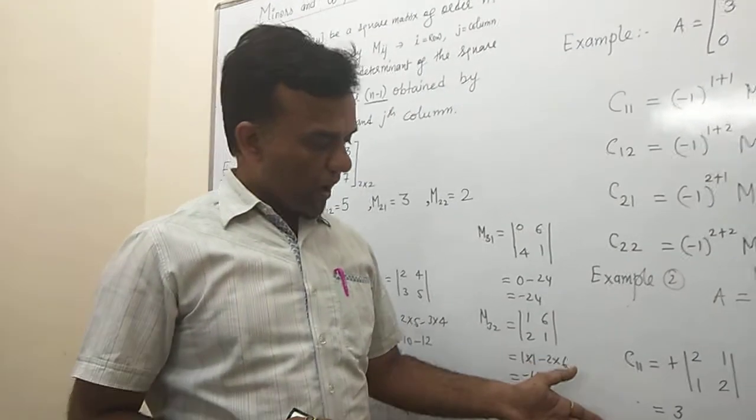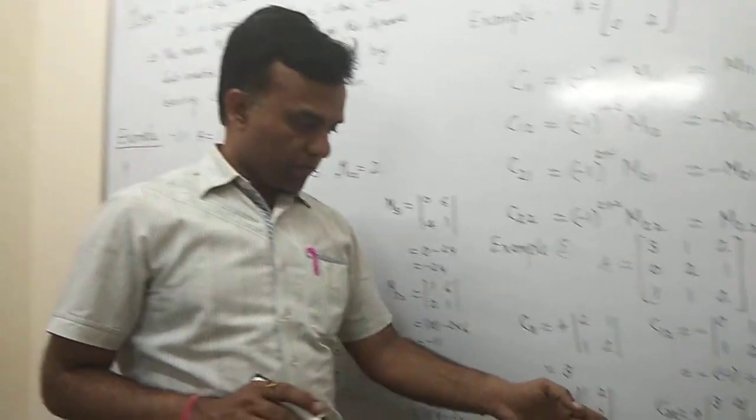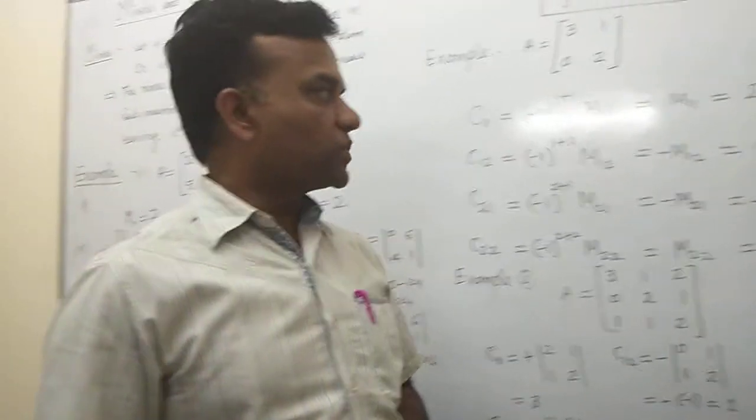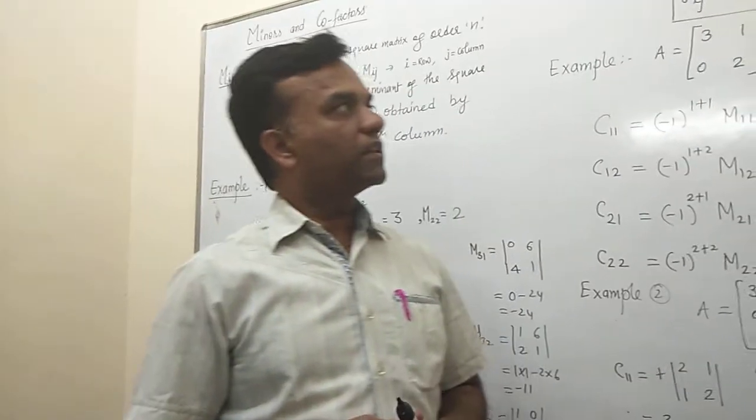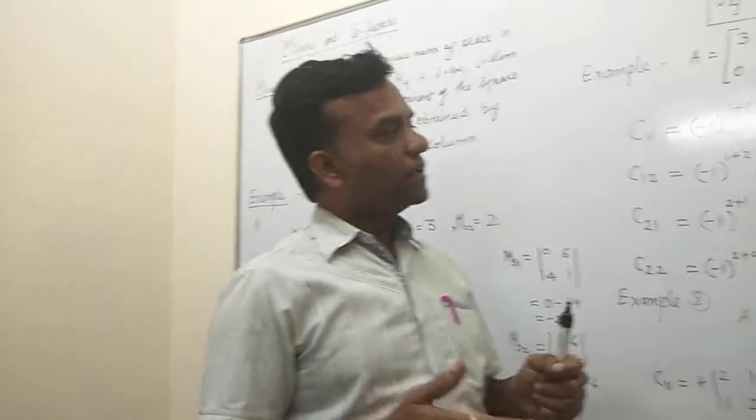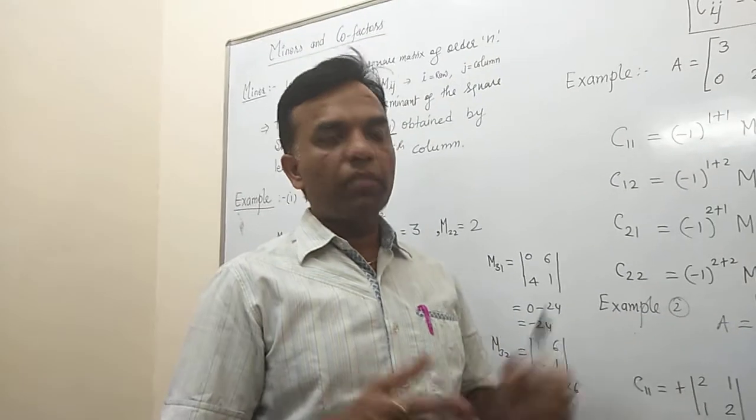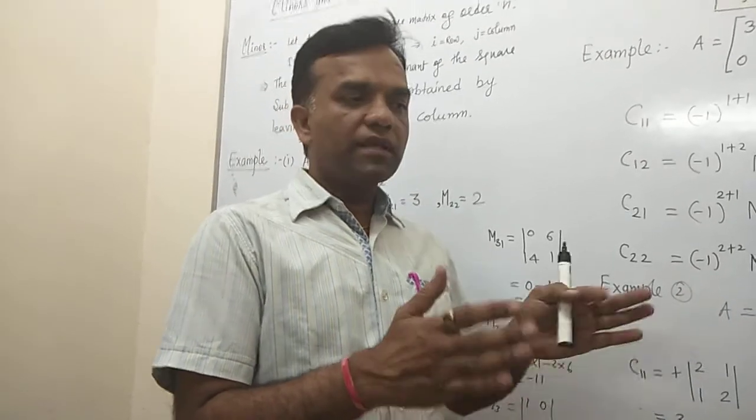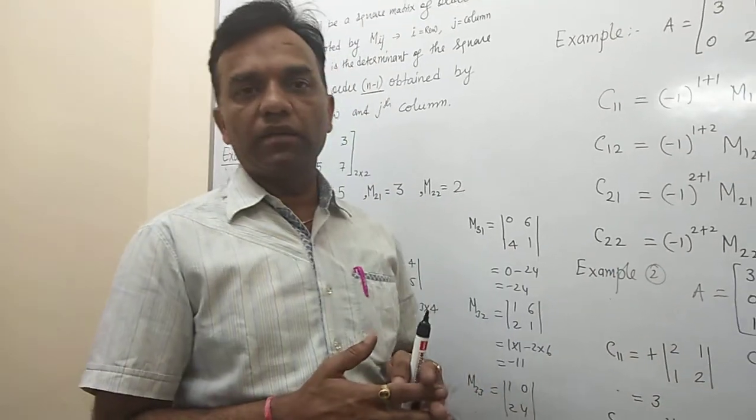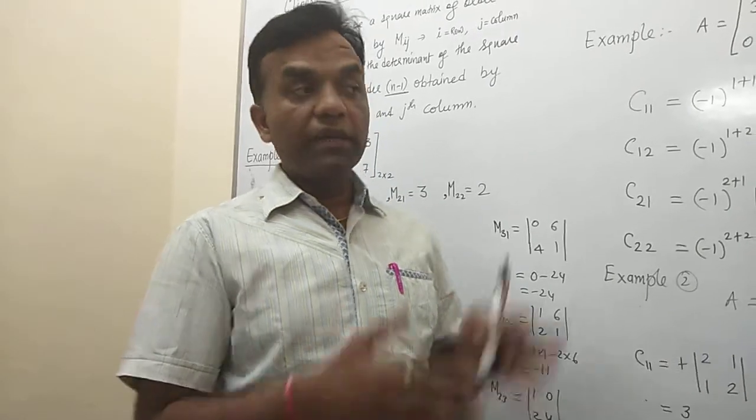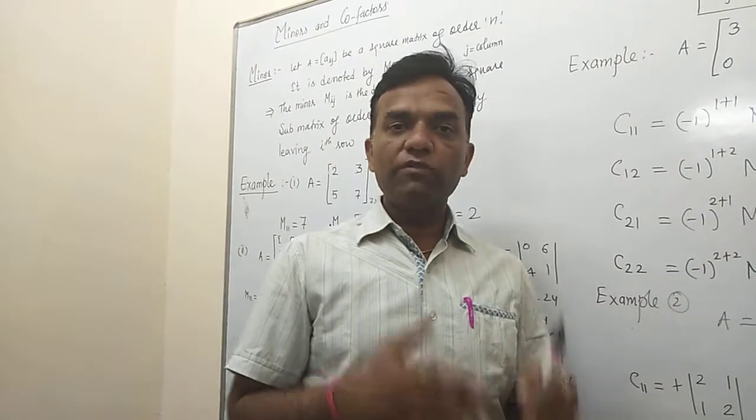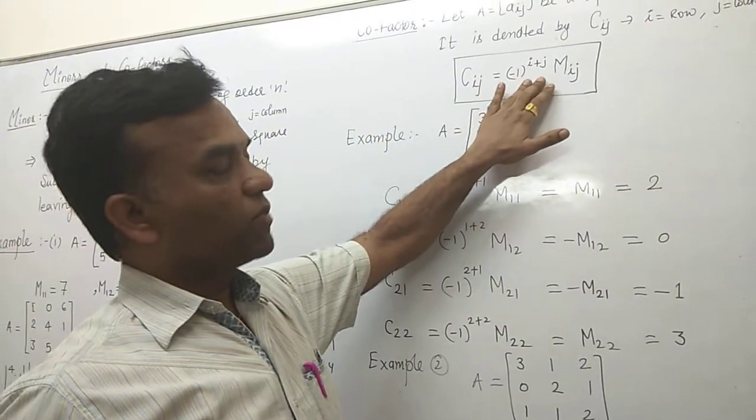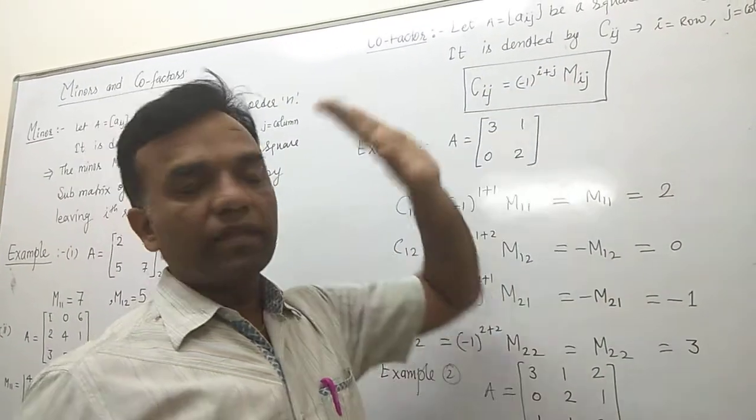In the same way you find out C31, C32 and C33. But one major difference: you find out the cofactor, and in the cofactor the place value is very important. In minors there is no importance of the place. You find out M11, that is not required for the sign, you put plus or minus. But in cofactors, their place value is important. We write down the formula Cij equal to minus 1 to the power i plus j times Mij.